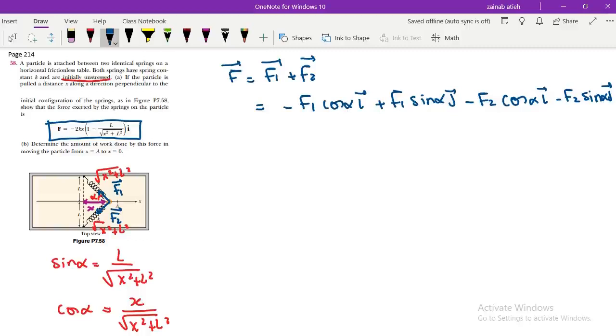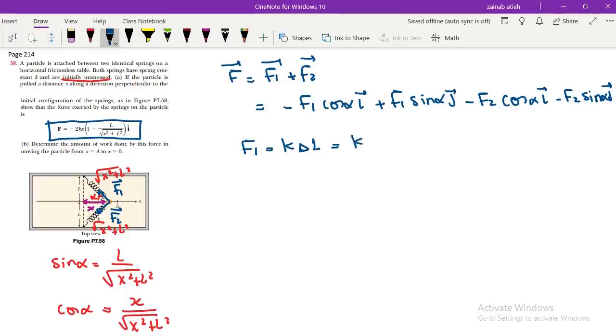F1, the magnitude. Don't forget, I already put the sign outside, so F1 is the magnitude, and I only care for the magnitude. F1 is equal to K delta L. Delta L is the elongation. K is the stiffness constant of the spring.